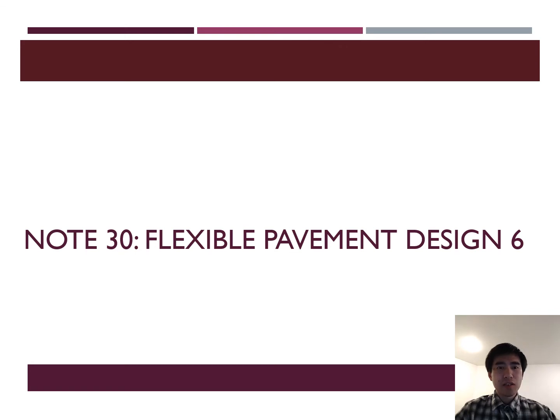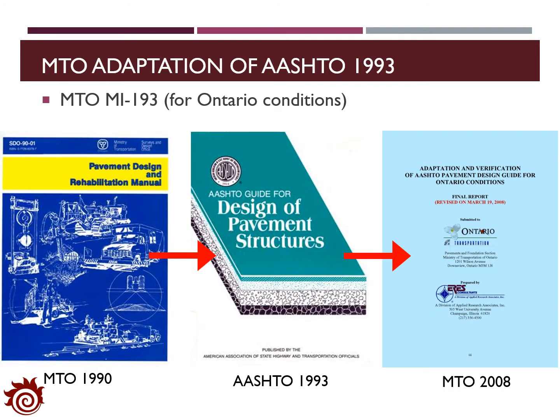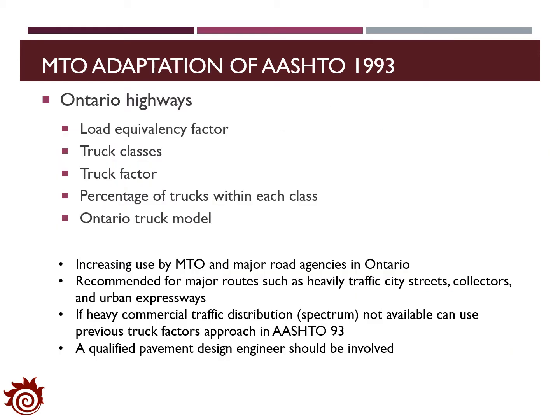Hello everyone. In the lecture today, we'll introduce the methods applied for the flexible pavement design on Ontario roads. Currently in Ontario, MTO developed the MI 193 method for the design of the flexible pavement. This method is developed based on the AASHTO 1993 method. The Ontario adaptation of the AASHTO 1993 method has been widely applied for a lot of Ontario highways.